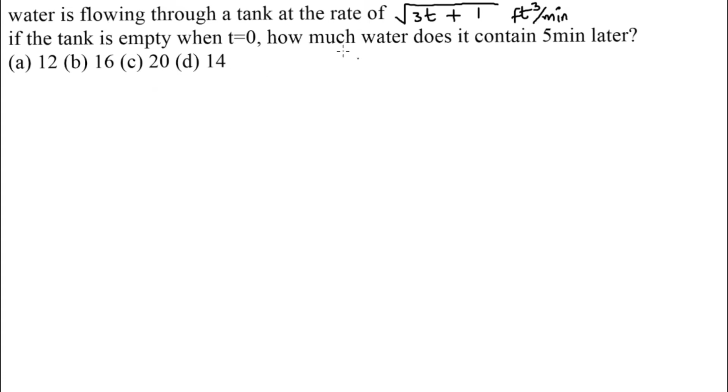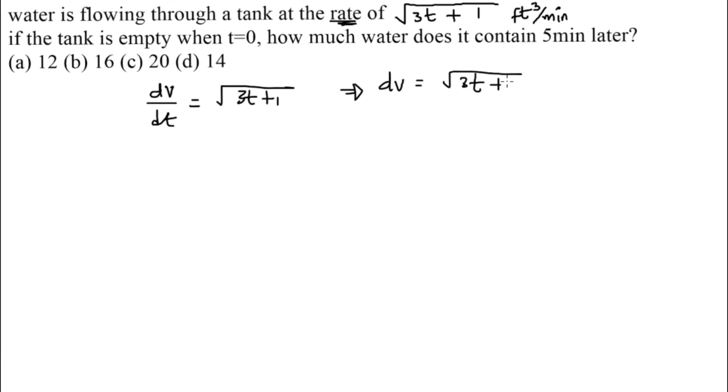So rate means that something is changing with respect to time. For this case, the volume of water is changing with respect to time, and the rate at which it is changing, which is dV/dt, is given as root of (3t plus 1), which means that dV is equal to root of (3t plus 1) dt. If I integrate both sides, I'll have V right here, then the integral of root of (3t plus 1) dt.